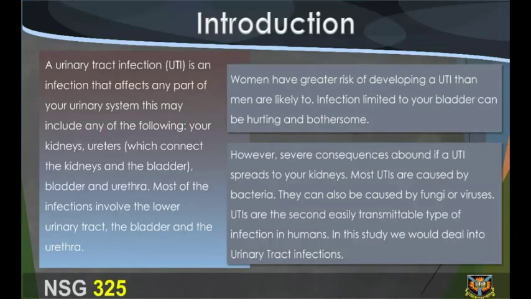Introduction. A urinary tract infection, UTI, is an infection that affects any part of your urinary system. This may include any of the following: your kidneys, ureters, which connect the kidneys and the bladder, and urethra. Most of the infections involve the lower urinary tract, the bladder and the urethra. Women have a greater risk of developing a UTI than men.